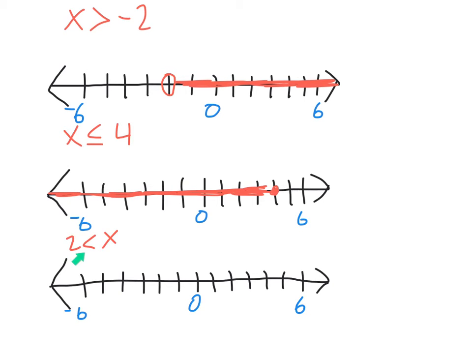Now this new problem, we have 2 is less than x. So remember how I said you could write things backwards? So if 2 is less than x, you want to switch that to make it so x is greater than 2. And from there, you put an open dot at 2, an open circle, because it's not equal to, and shade to the right.